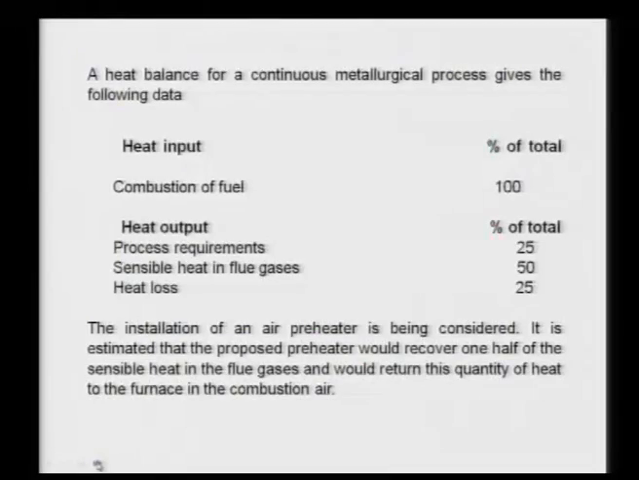The installation of a preheater is being considered. It is estimated that the proposed preheater would recover 1/2 of the sensible heat in the flue gases and would return this quantity of heat to the furnace in the combustion air.